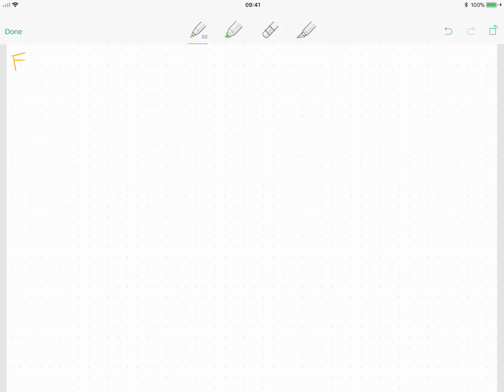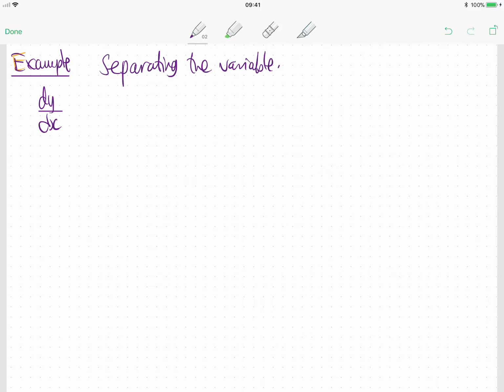Hello everybody. In today's video we're going to take a look at solving a differential equation using the method of separating the variables. Okay, so here's the example we're going to take a look at. dy/dx is equal to minus x divided by y, and our job is to find y, which is a function of x.